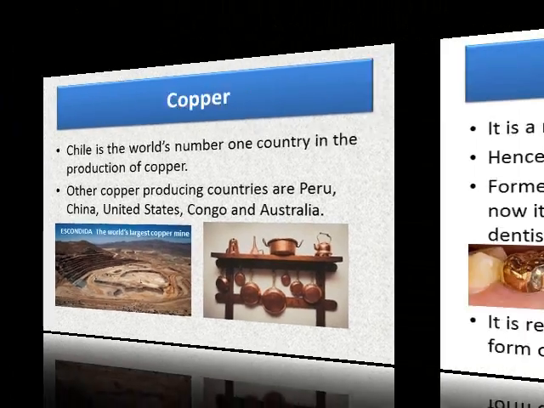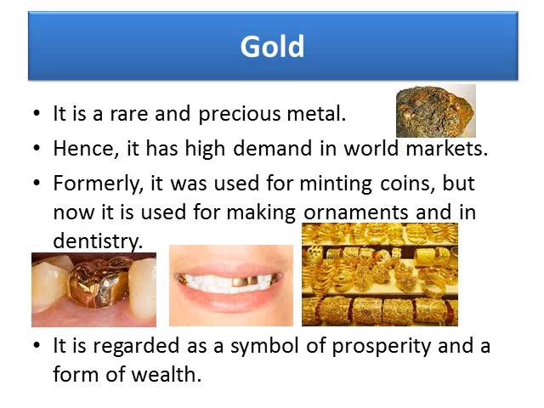Now let us learn about gold. It is a rare and precious metal. You can see the picture of the ore of gold there. Hence, it has high demand in world markets. Formerly, it was used for minting coins. You have learned about coins made of gold. But now it is used for making ornaments and in dentistry. In the picture you can find the gold teeth which are used in dentistry, and it is also used for making ornaments. It is regarded as a symbol of prosperity and a form of wealth.